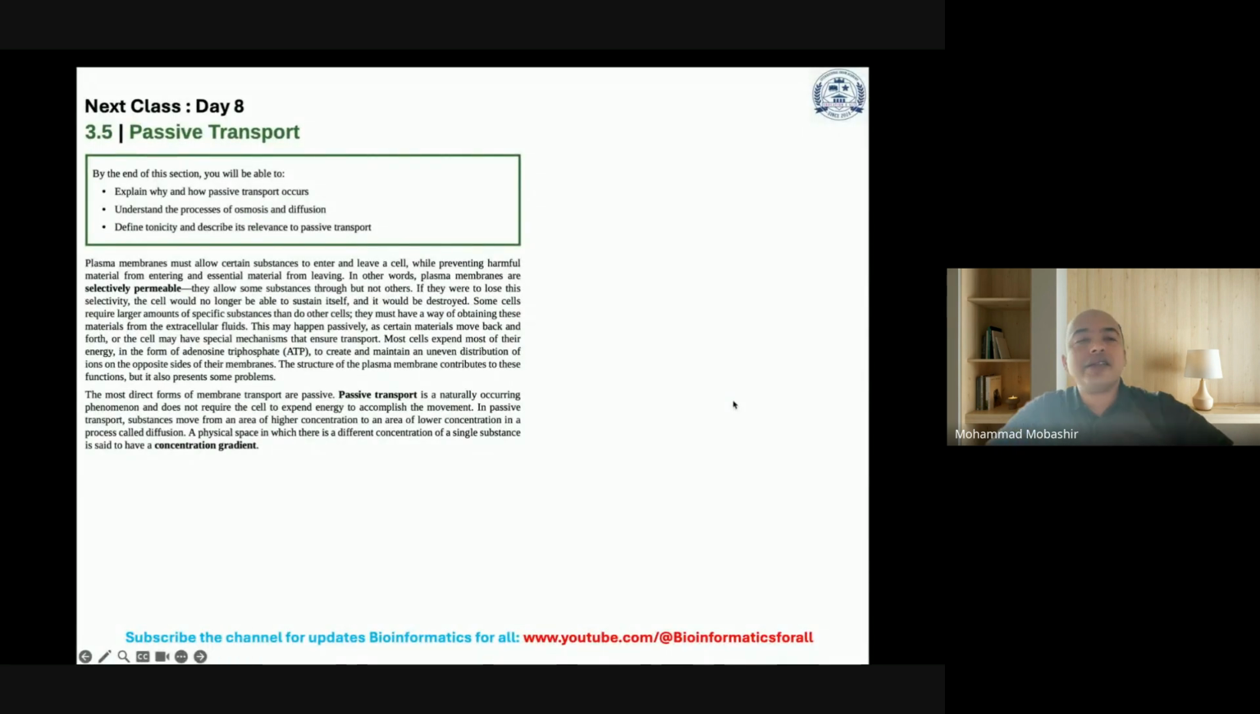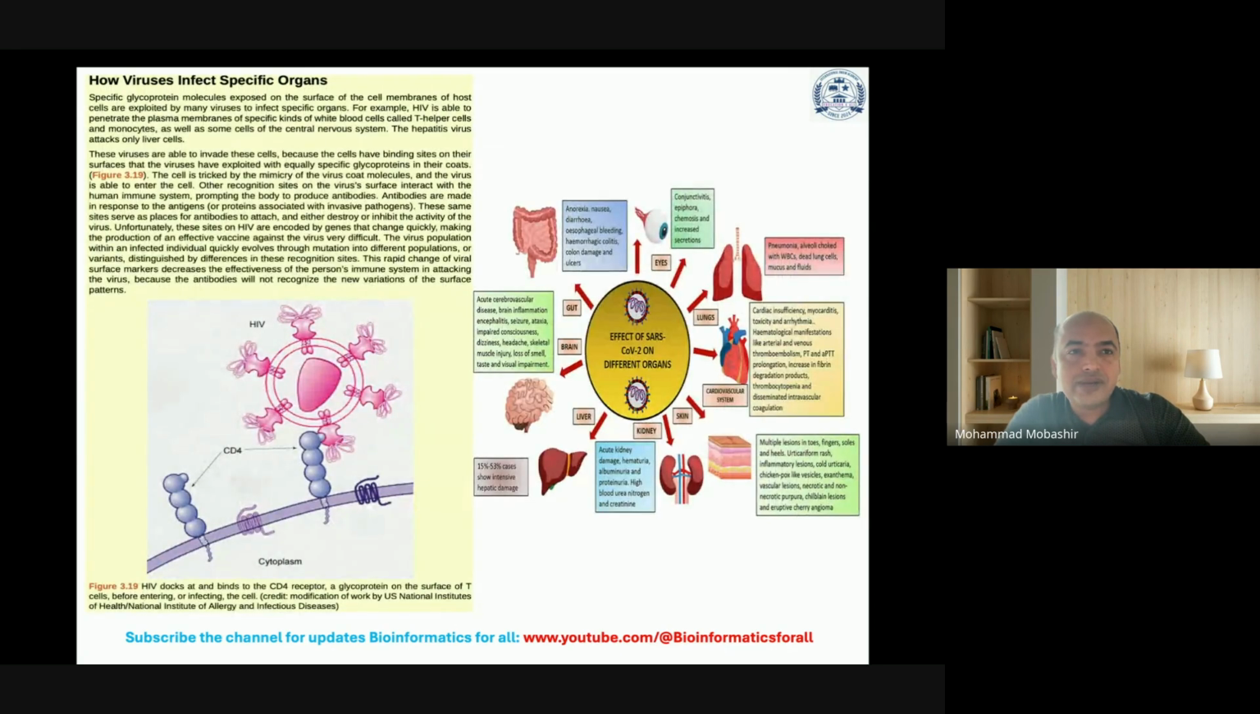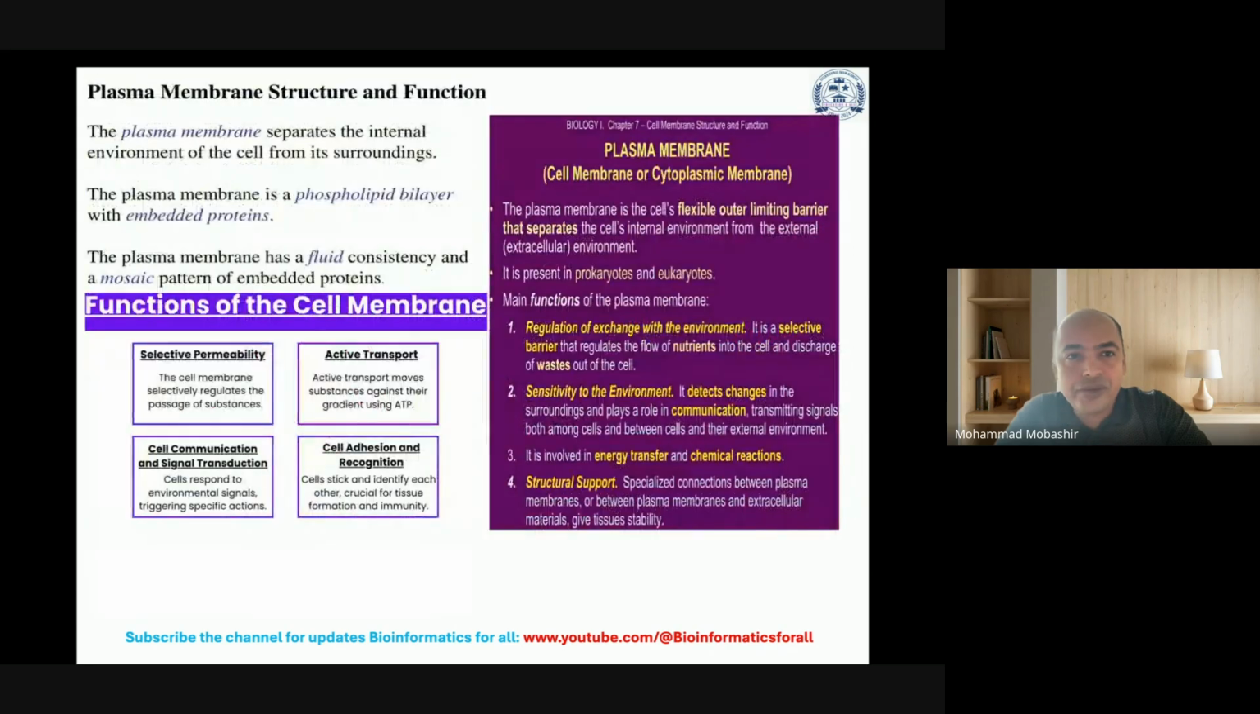Hi. As you might remember, in my last class, I was discussing how viruses infect specific organs, and before that, there was a discussion about plasma membrane structure and function. There are some terms when you are talking about the fluid mosaic model, selective barrier, and selective permeability. The first function of the plasma membrane is selective permeability.